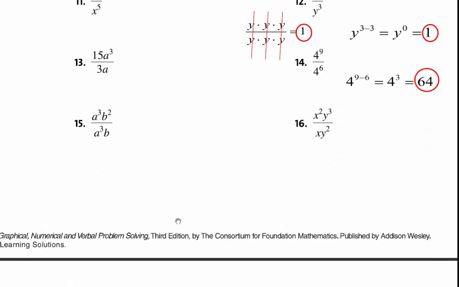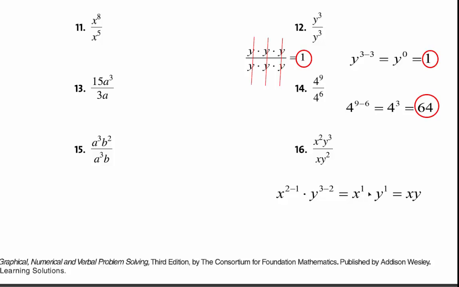Let's take a look at number 16. So in number 16, I'm going to really just kind of separate my variables. I'm going to look at the x's together and then the y's together. So the x's, I have x to the 2nd over x to the 1st. Remember, if there's no number in the exponent position, then we assume it's a 1. So that's going to be 2 minus 1. And then I have y cubed divided by y squared. So I subtract the 3 and the 2, and I'm left with y to the 1. So I have x to the 1, and I'm left with y to the 1. So you can really leave it as x to the 1 times y to the 1, or you can just simply call this xy.